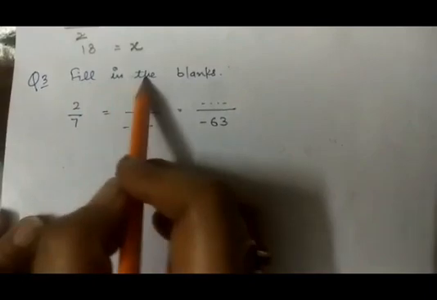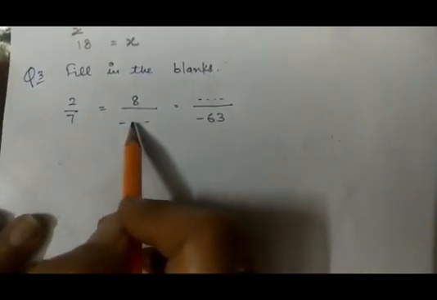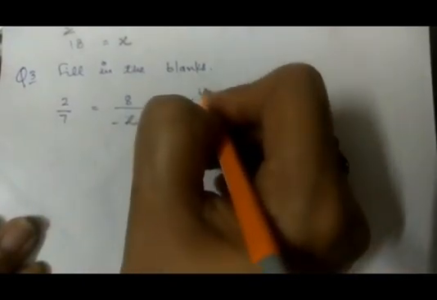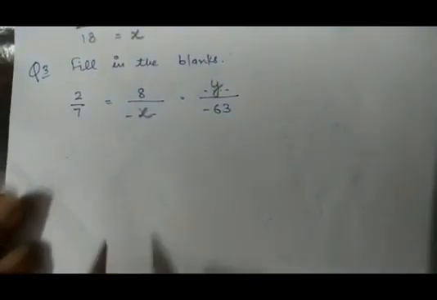Now the third question is filling the blanks. We need to put the value in the blanks. I'm taking variables x and y here. You can take a and b. Now taking the first two rational numbers, 2 by 7, 8 by x. The method is again cross multiplication. 2 into x is equal to 8 into 7. The 2 being multiplied gets divided over there. The value of x is 28.